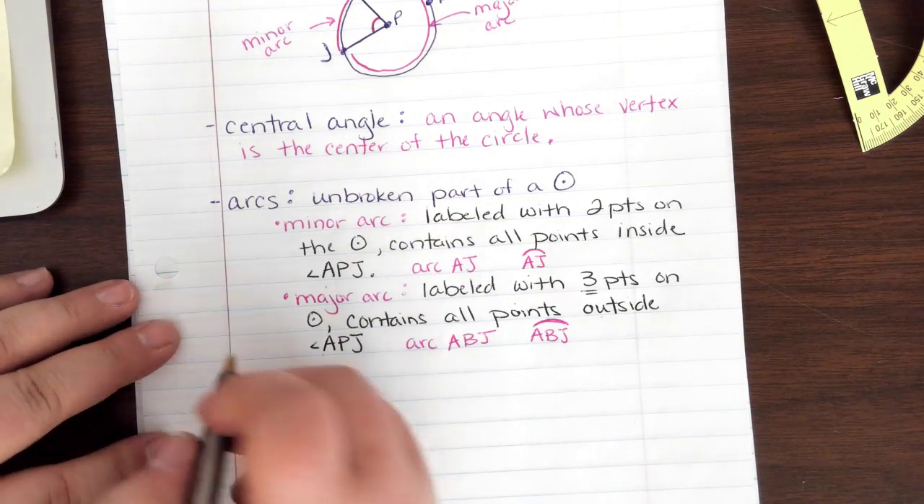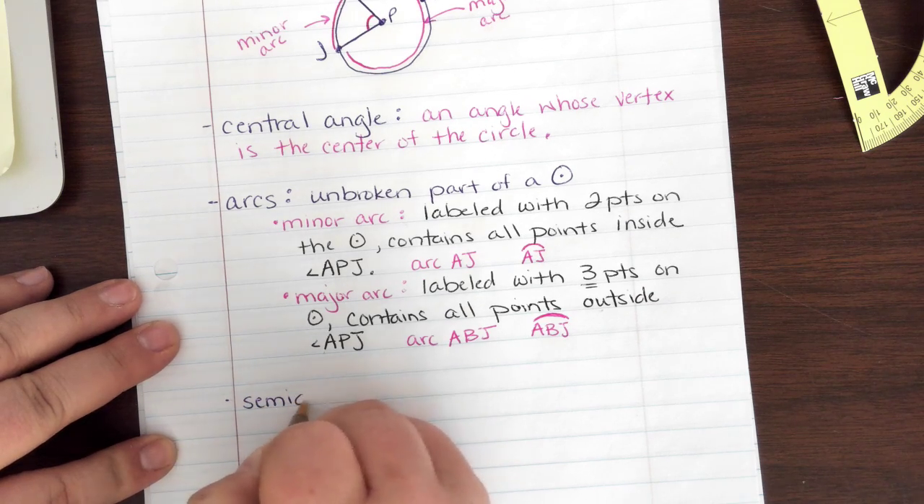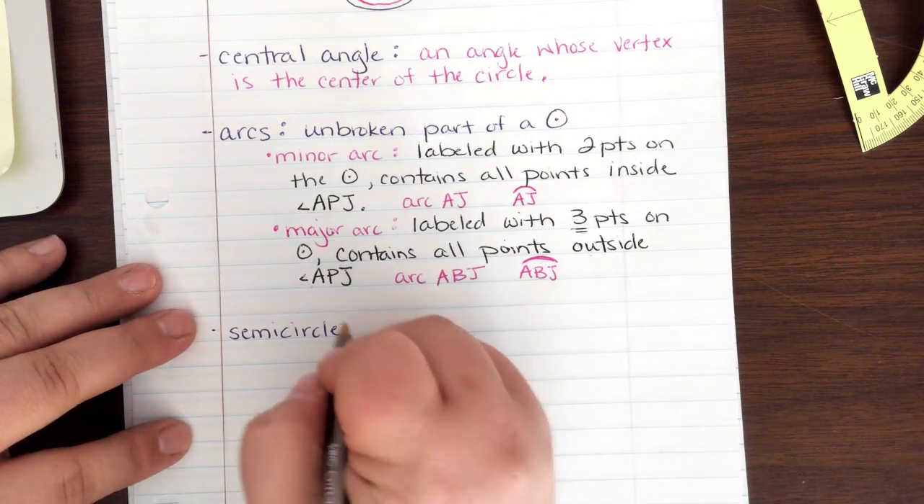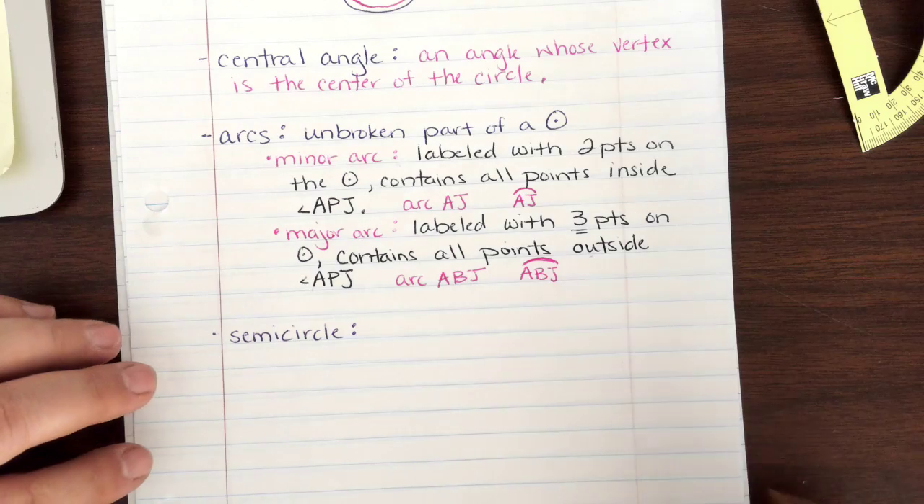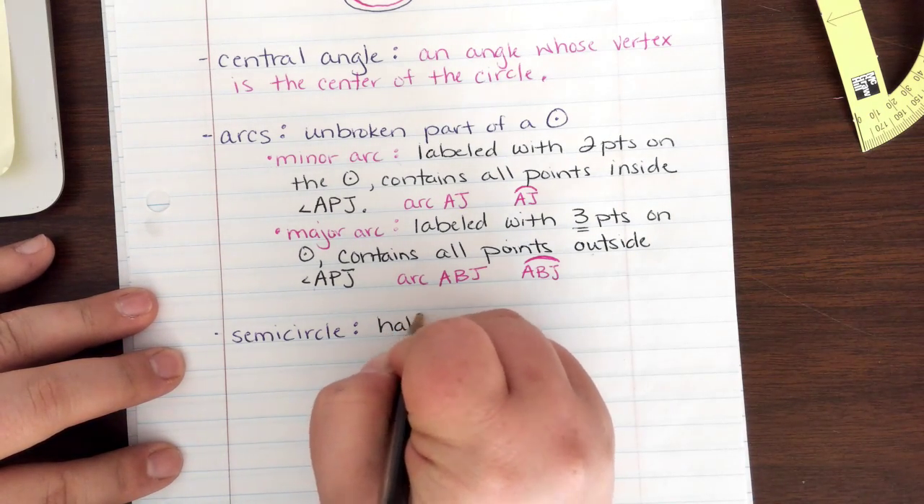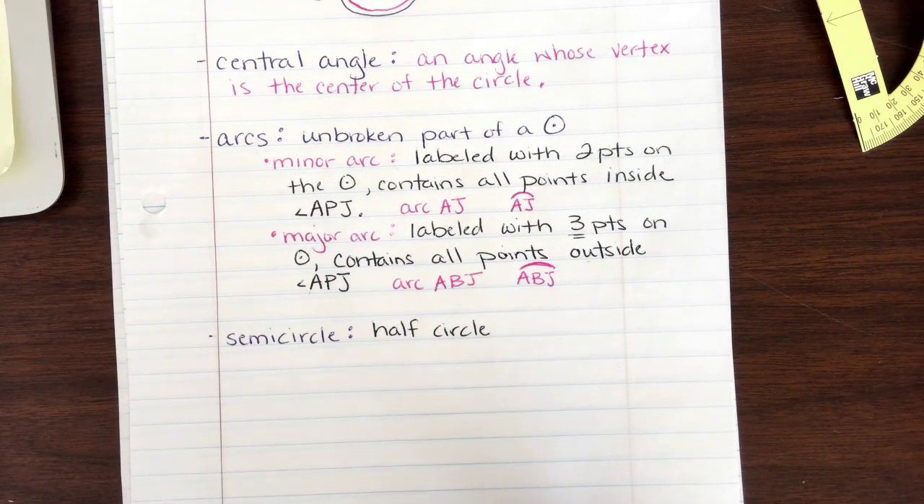The next thing that we have is a semicircle. I'm going to say semicircle because that's how I pronounce it. But whatevs, no big. What is a semicircle? Half circle. It's a half circle. A semicircle is a half circle.